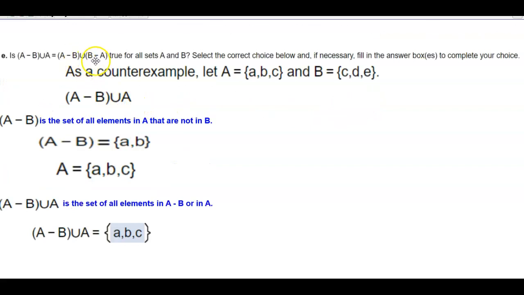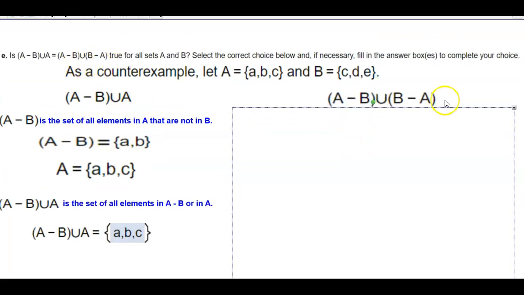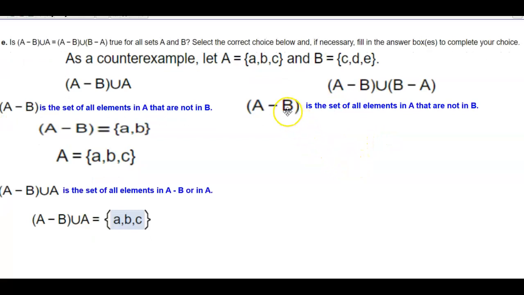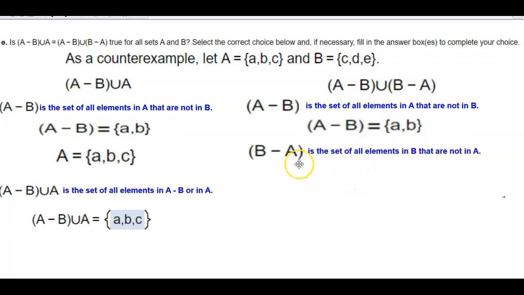Okay, now we need to take a look at this other side here. So we want to find out what is the set difference from A to B union the set difference from B to A. So let's take a look at the definition. This definition states that it is the set of all elements that are in A that are not in B. So we know that all the elements that are in A that are not in B is a, b. And then this definition is the set of all elements that are in B that are not in A. So what are the elements that are in B that are not in A? Well, it's d, e. So therefore, the set difference from B to A is d, e.